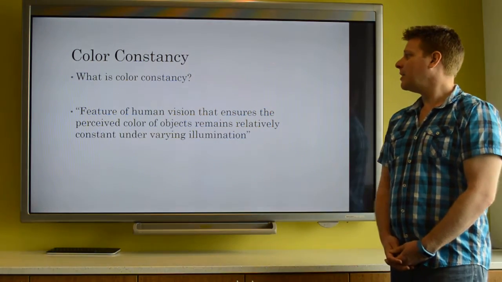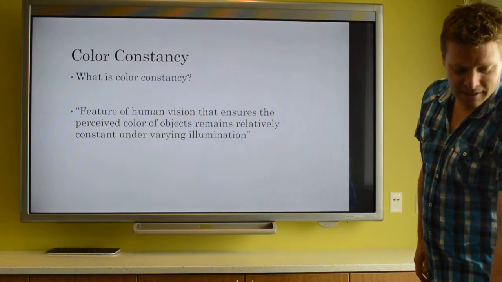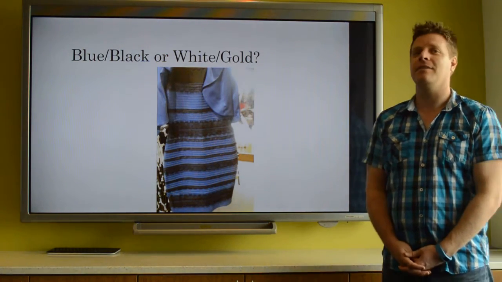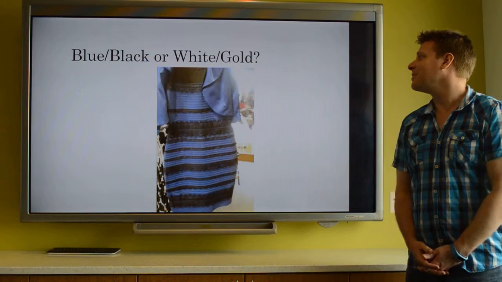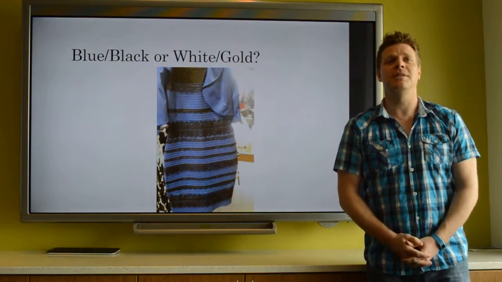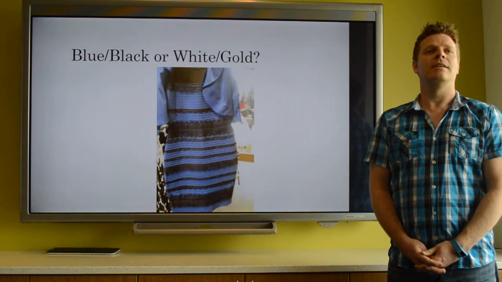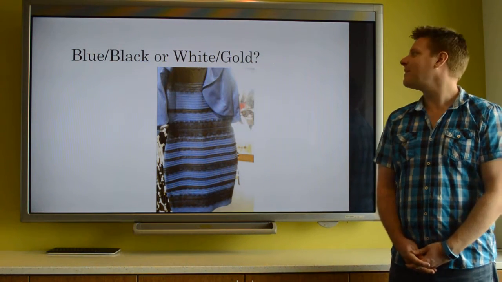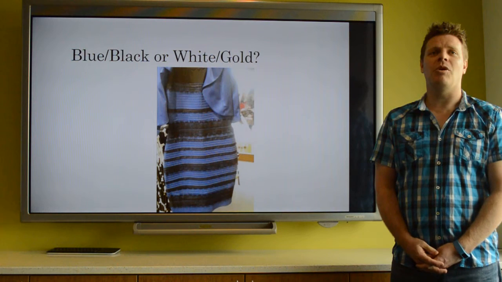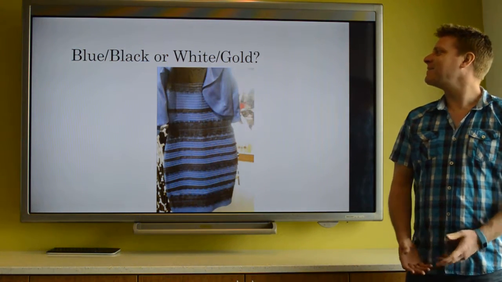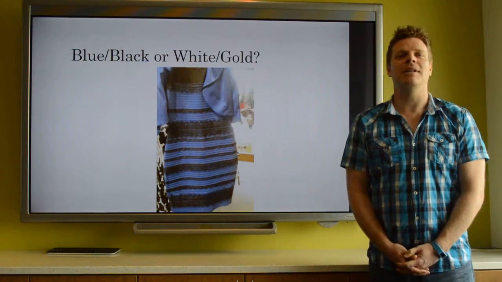And so I'm going to explain colour constancy in relation to the internet phenomenon that was the blue and black or white and gold dress. So by show of hands, who perceives this dress as blue and black? Okay, so slightly over half. Who perceives it as white and gold? So pretty much the rest. Okay, so that's fairly reflective of the population as well.